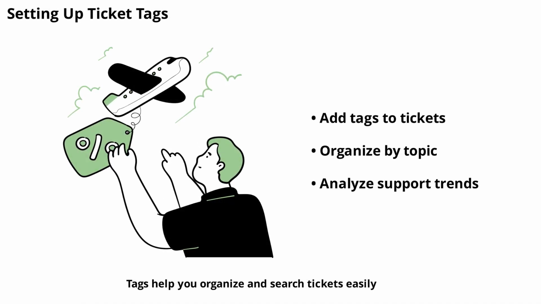Tags help you organize and search tickets easily. In the Tickets section, add relevant tags to tickets, such as bug, feature, or VIP. Tags make it simple to filter, report, and analyze trends in customer queries.